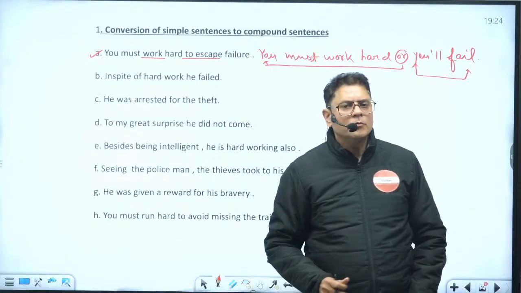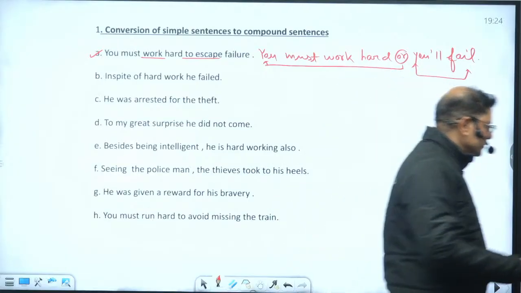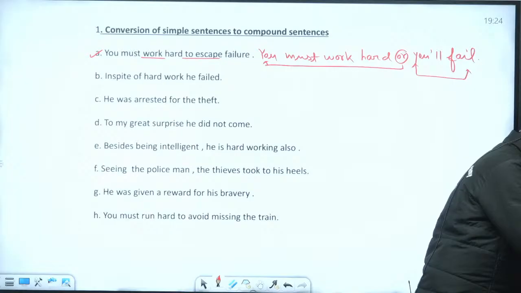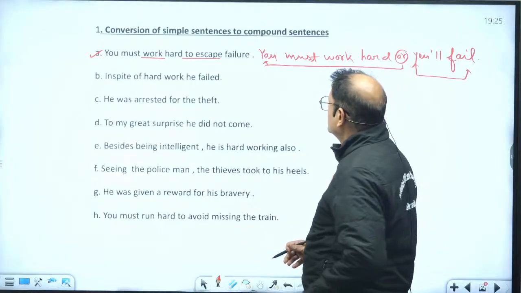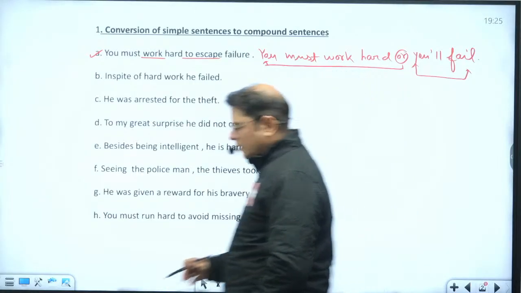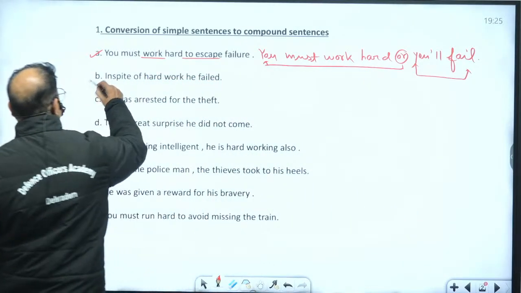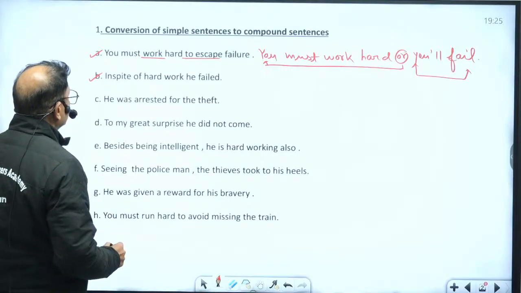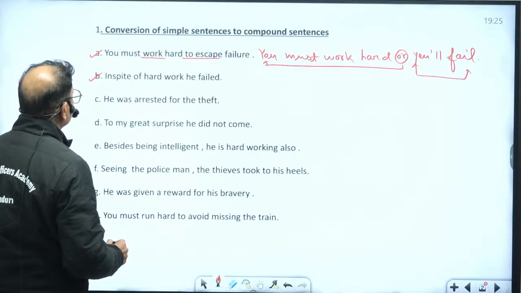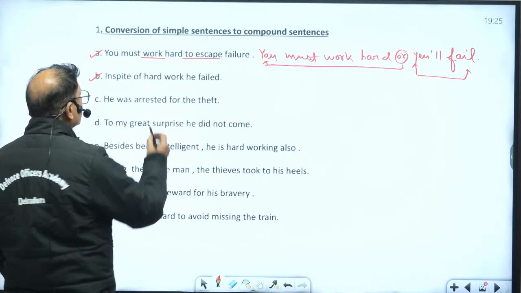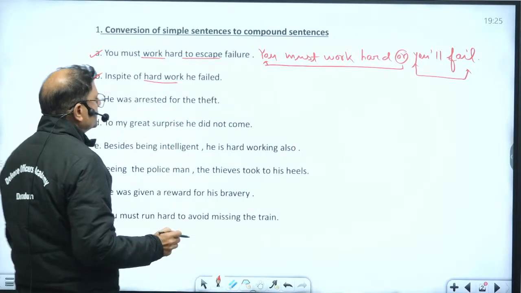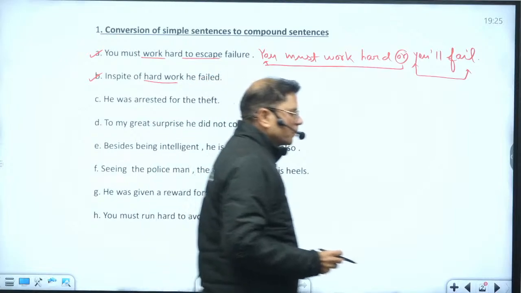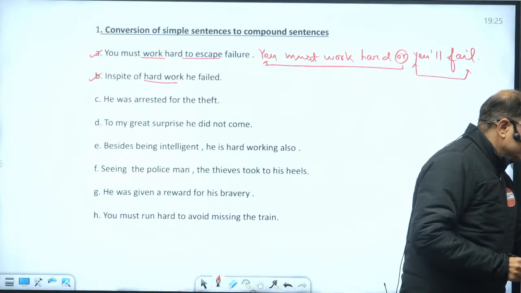Now let's move to the second question. In spite of hard work. Okay, here how will you identify? Hard work, doing hard work. Okay, so we can understand that it's a simple sentence.